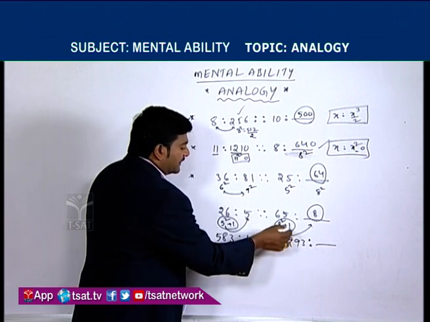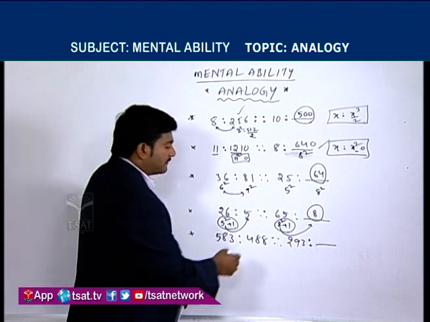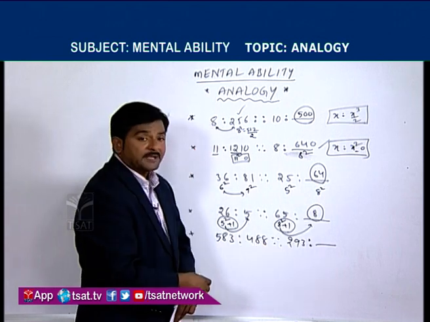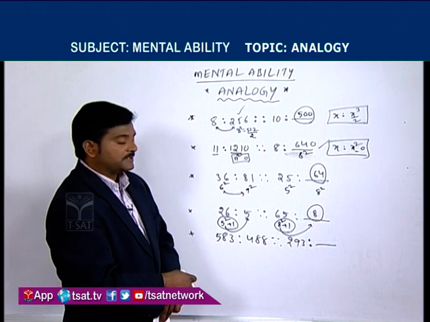Similarly, 65 means 8 square plus 1, so write 8 in the given blank. Hence the answer for the given question is 8.